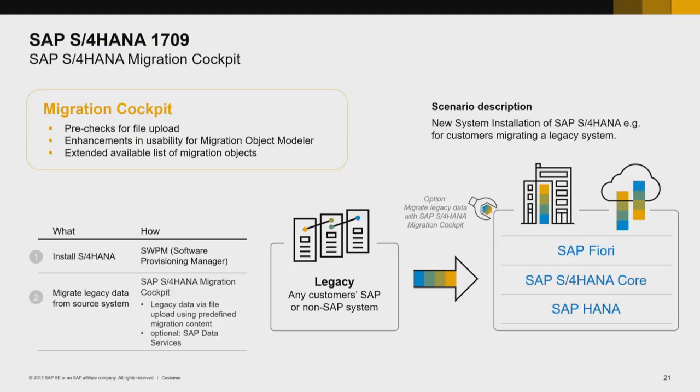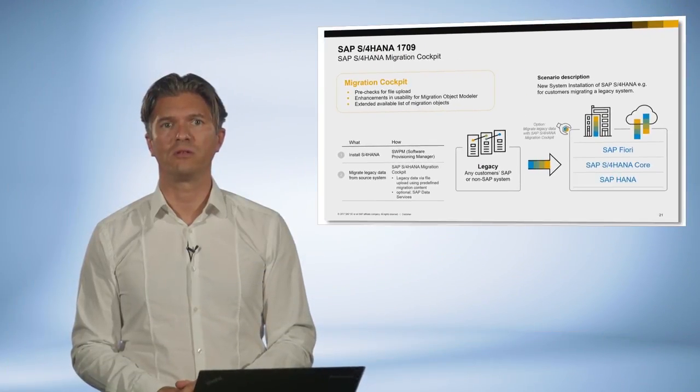Second, the SAP S/4HANA Migration Object Modeler. The Migration Object Modeler is a design tool for enhancement and modification of predefined migration objects for S/4HANA. The focus here is really to give more flexibility during the migration process with new implementation transition scenario by adding customer-specific enhancement.